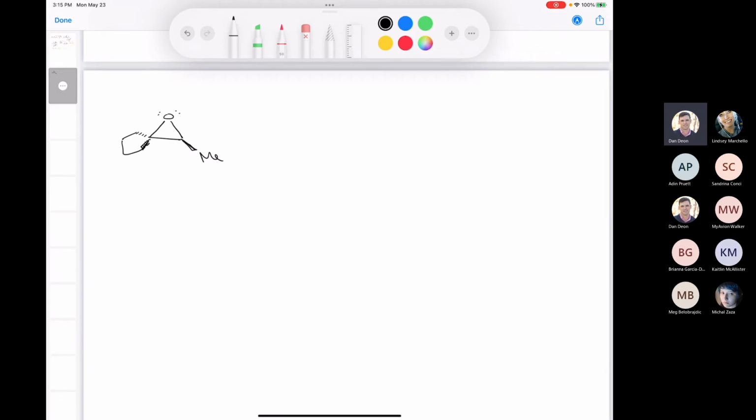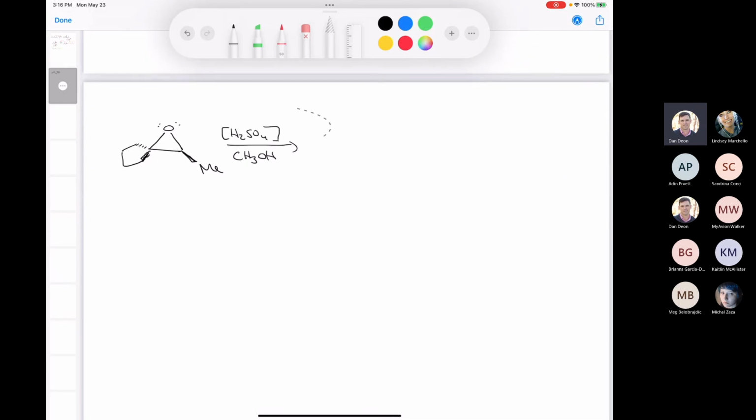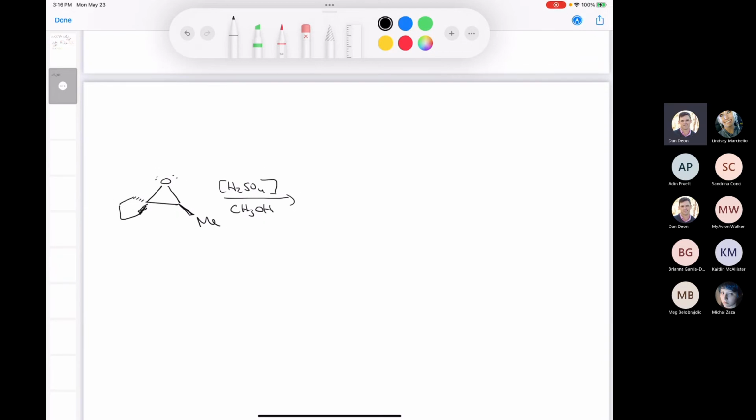Now I'm going to go a little bit faster this time. We're treating it with sulfuric acid, H2SO4, and methanol, which is CH3OH. The major acidic species in solution is going to be protonated methanol. So the major acidic species in solution would be this, a methanol that's gained a proton. And so I'm going to do a proton transfer to render the epoxide more electrophilic.